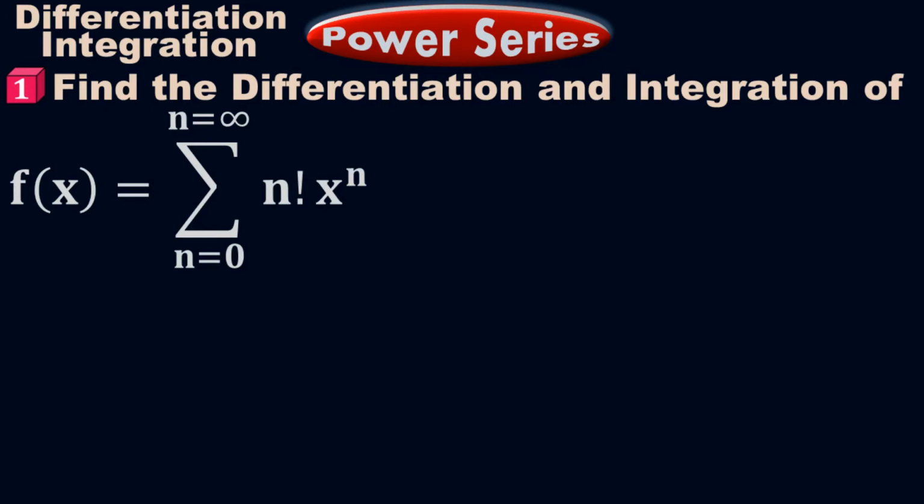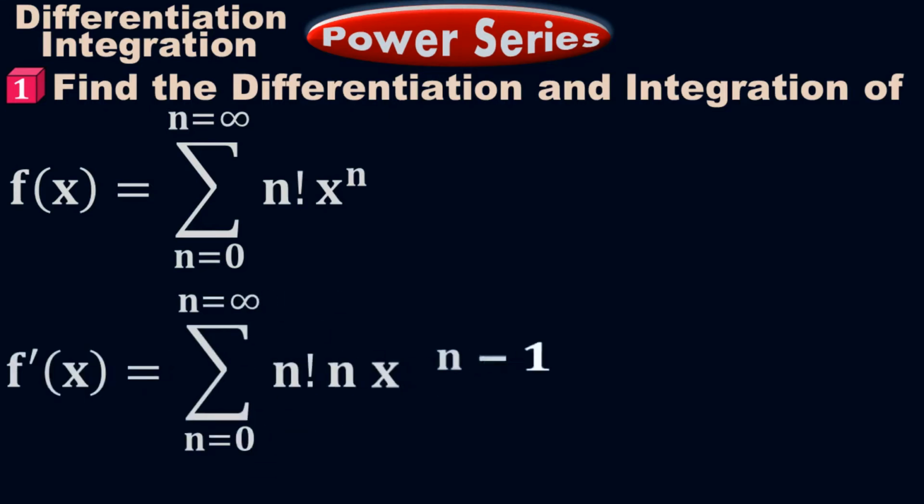So first, to take differentiation, we're going to take the derivative on both sides to have f prime of x equals the summation of n factorial times n into x to the n minus 1. Look, n factorial behaves as a constant. It is like 2 into x to the n. So put n factorial as it is. Differentiation of x to the n is n into x to the n minus 1.